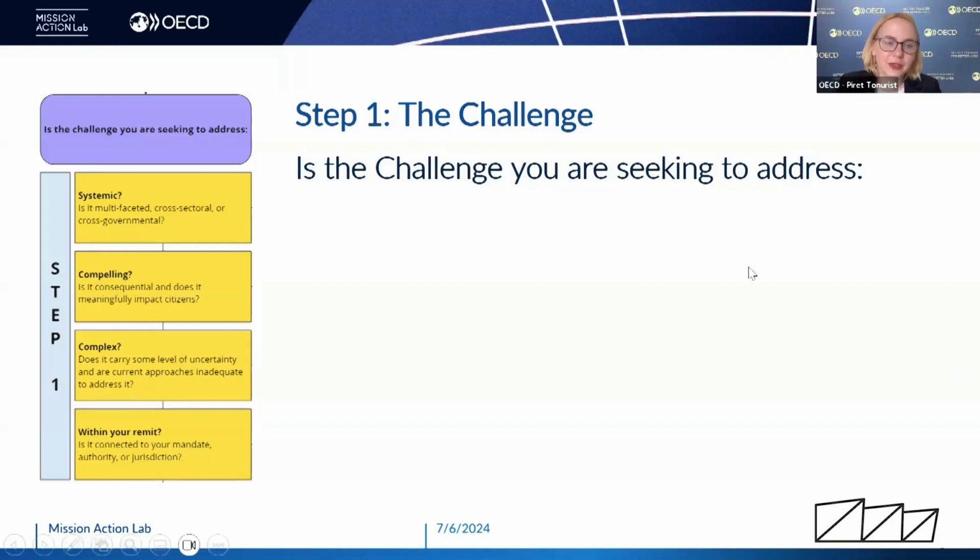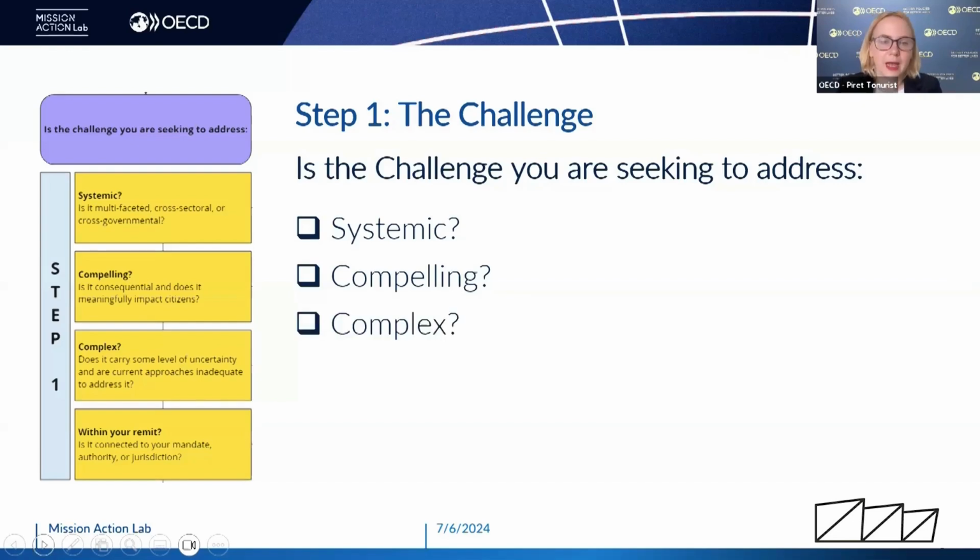So, is it systemic in nature? Is it compelling? So is it consequential, and does it have meaningful impacts to citizens? And can we communicate that in a way? Because later on, to implement or activate a mission or make it happen, you have to have narratives or communication narratives that are very impactful and easy to communicate, to activate industry, the third sector, and others to make it happen.